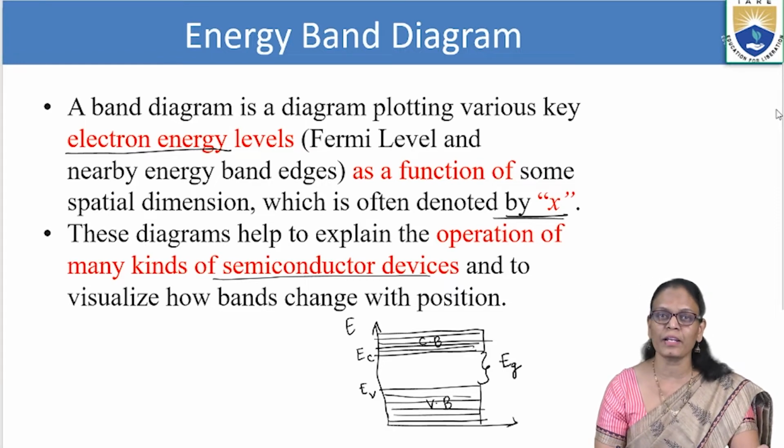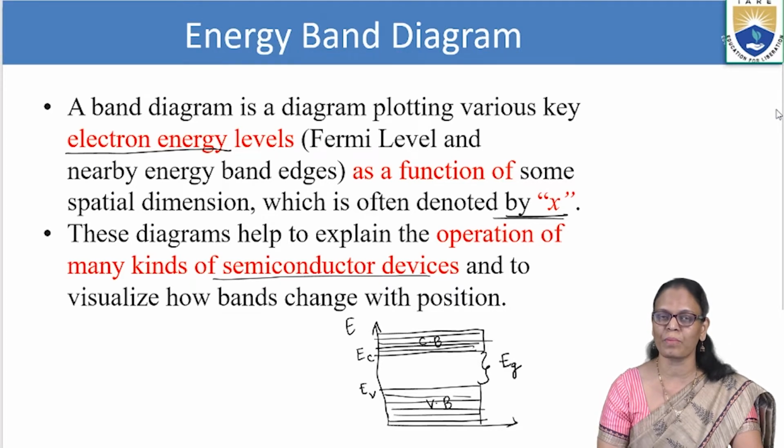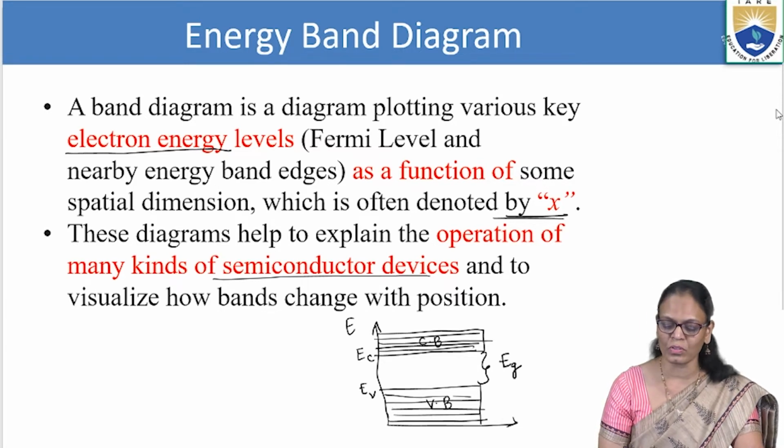What do we understand by an electron going from a valence band to conduction band? Means it is the minimum energy required to make a valence electron free. So this is how we are denoting an energy band diagram. We are showing the electron energy levels and we are plotting the diagram for E versus X, I can say.